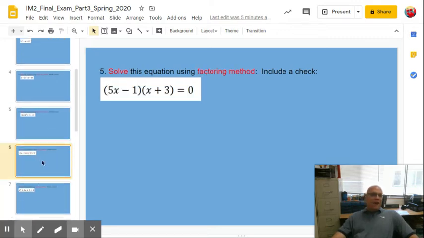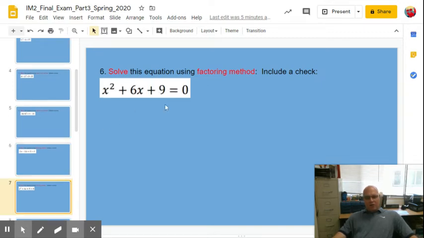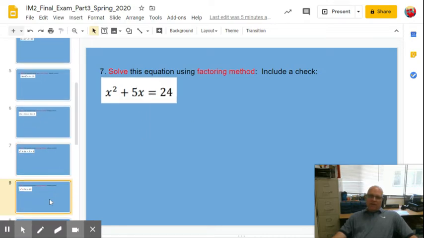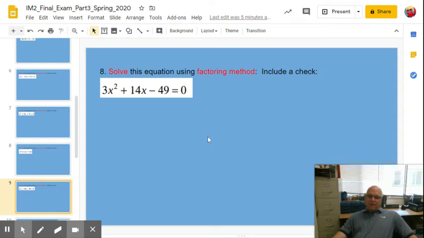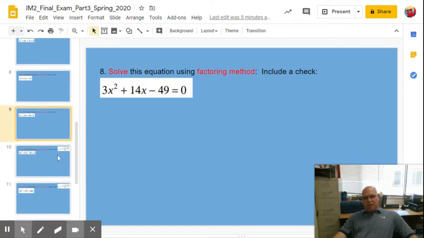Okay. All right, next section. I want you to solve by the factoring method. And number 5, I actually give it to you in factored form already. So it's already in factored form. Solve it. Okay. 6, you need to factor the left side of the equation and then solve it. 7, you need to get this in standard form. Don't forget that it has to be in standard form, and then factor it and solve it. And number 8, a little bit harder factoring problem, but it's already in standard form for you. I want you to factor this and solve it.